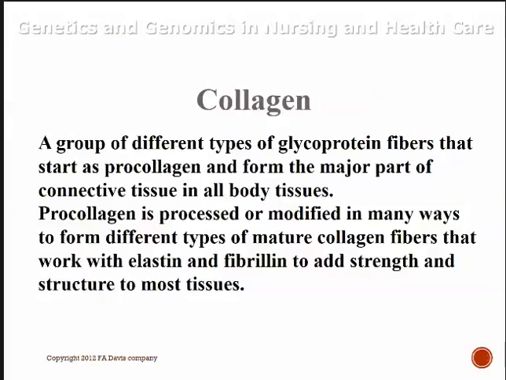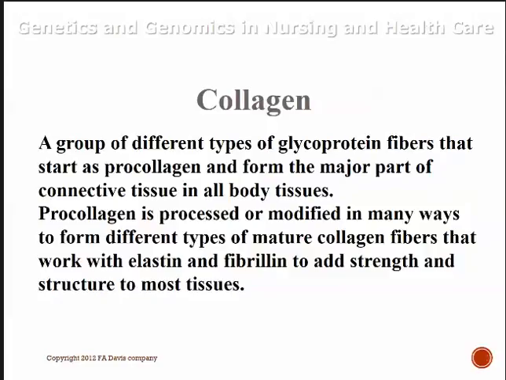Procollagen is processed or modified in many ways to form different types of mature collagen fibers that work with elastin and fibrillin to add strength and structure to most of our tissues. So this little factoid will come in handy as we start talking about the different kinds of collagen disorders, and where in this process the genetic dysfunction is.